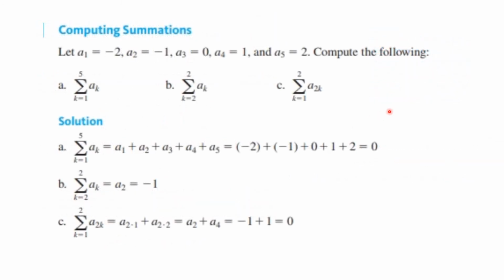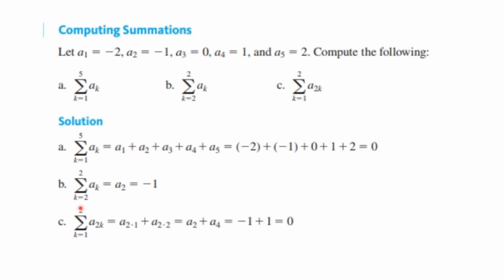Okay, let's continue. Here we're computing some summations. We know that A1, A2, A3, A4, and A5 are these numbers. So you're to compute, what is it when I sum from 1 to 5, from 2 to 2, or from 1 to 2? Well, I really am just letting this work. This adds A going from k, going from 1 through 5. Put them in, substitute the values and add them, and I get 0.